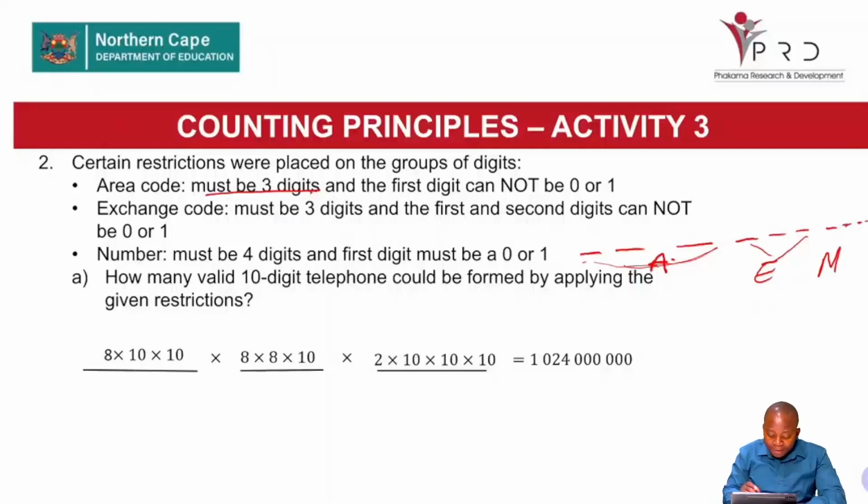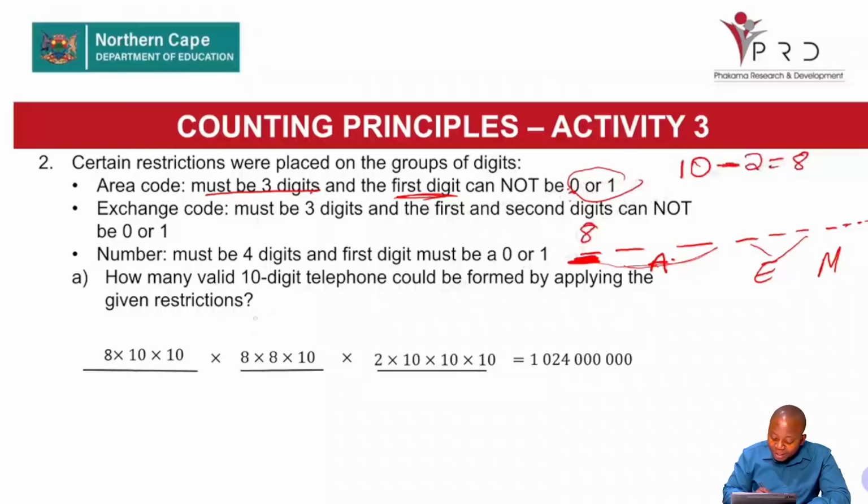Now let us look at this one. The area code is saying the first one cannot be 0 or 1. Only the first digit. So how many numbers do we have? For the code we have 10. The first one cannot be 0 or 1, so two numbers cannot be on the first one. So we have 8 on the first one. That means for the other ones, we can have all of them. So we can still have 10 because the numbers can be repeated.